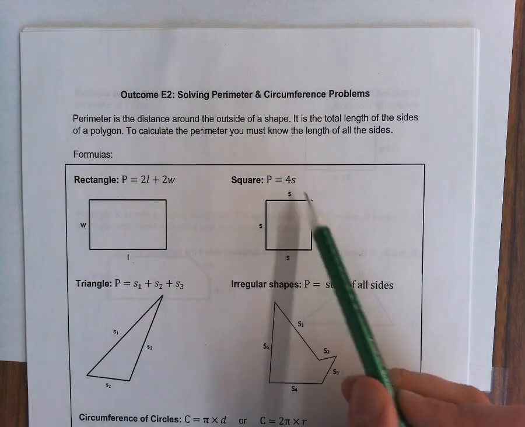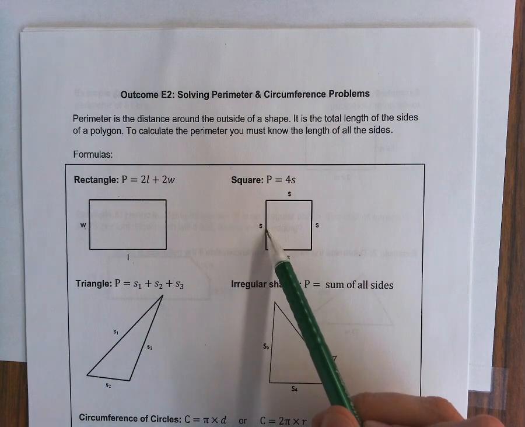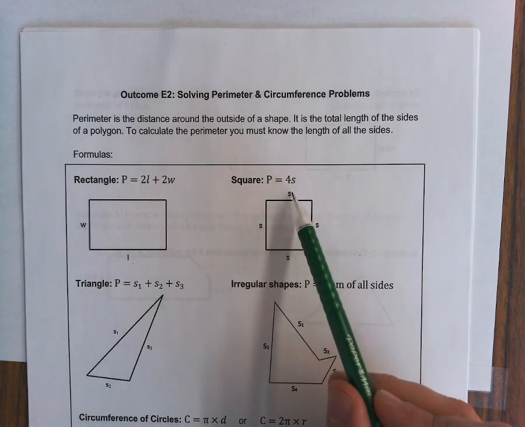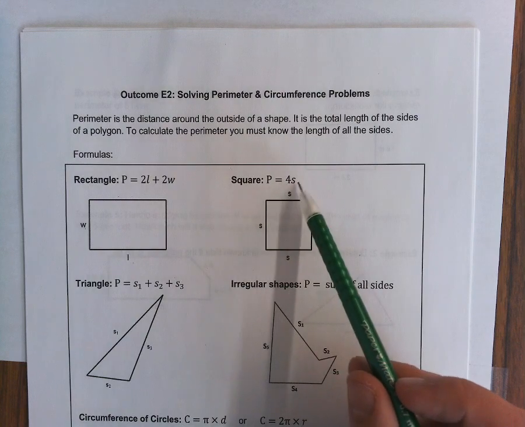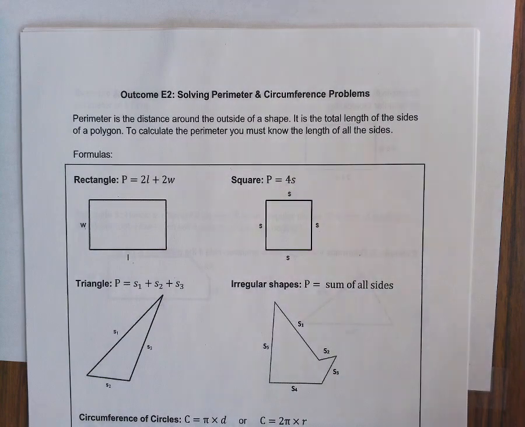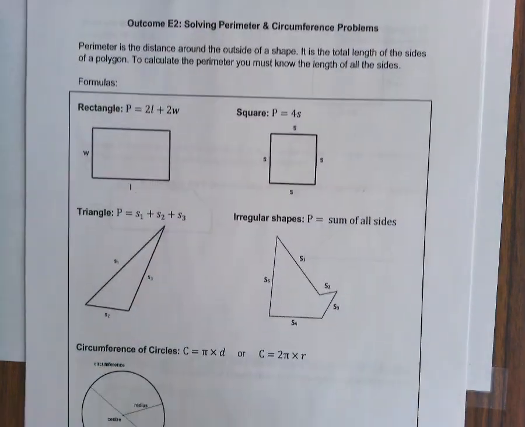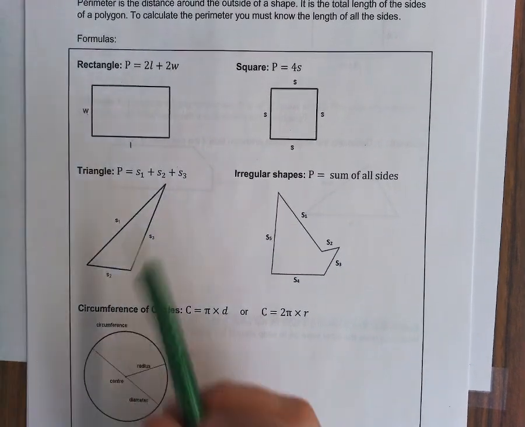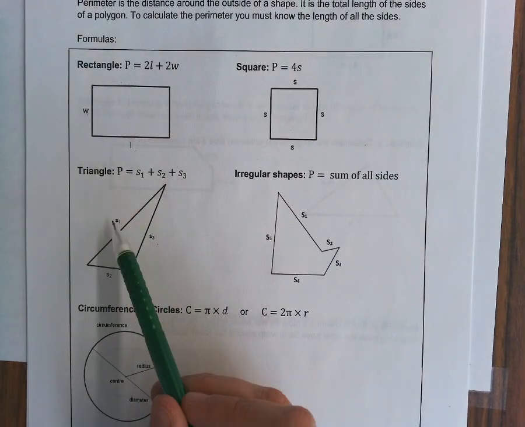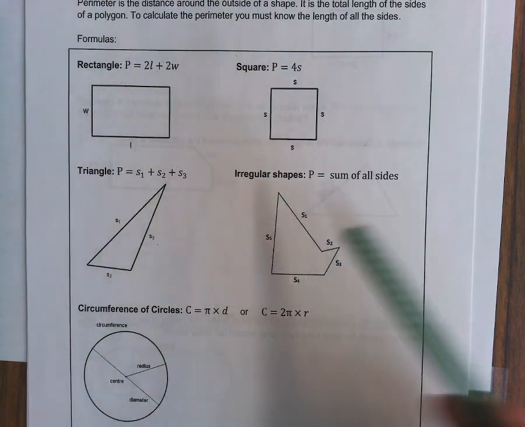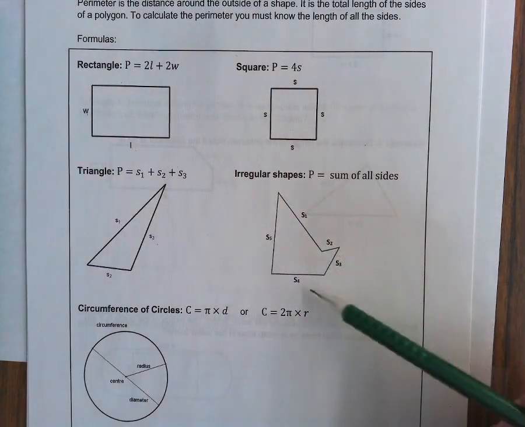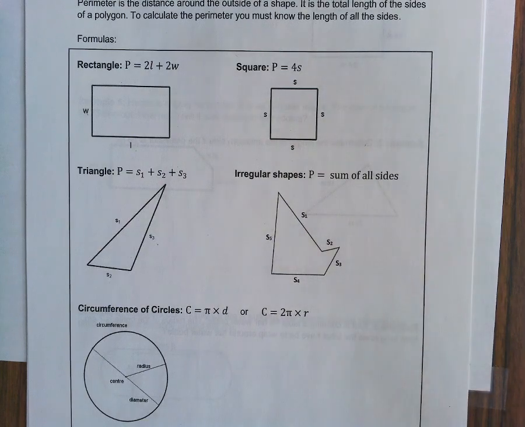Same with a square. All the sides, though, in this case, would be equal. So instead of adding up 4 numbers separately, you could just do 4 times S, or 4 times the side length. In a triangle, you're just going to add up the 3 sides, side 1, side 2, side 3. And in an irregular shape, you're just going to add up all the sides. So this might be 4 sides, 5 sides, 6 sides, any number of sides. You need to add all of them up.